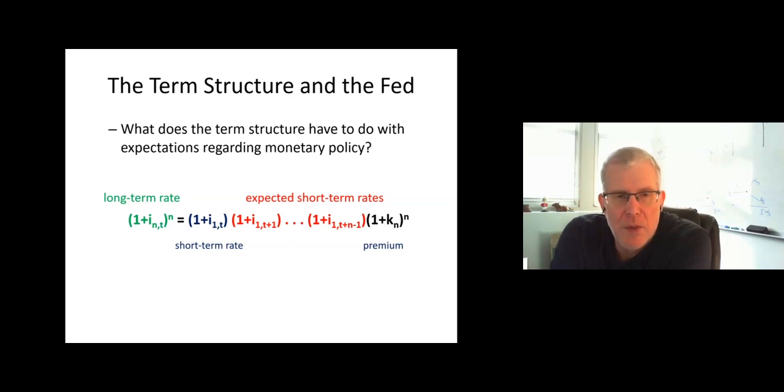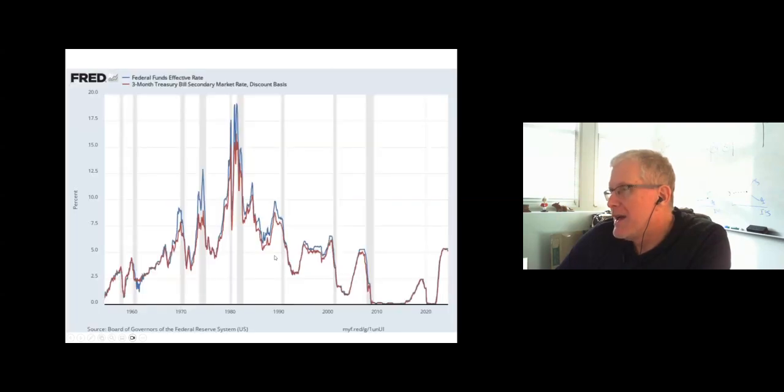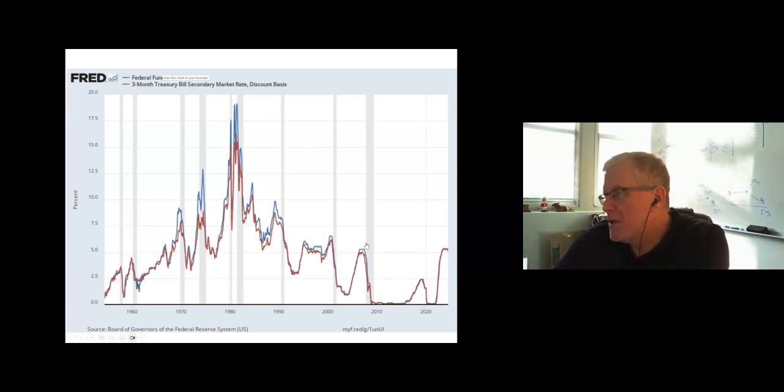Stated a different way, if you're the one that prints the money, you are the one that also sets the terms for people borrowing that money. So that's what the Fed is doing, setting the short-term interest rate. Now, the Fed is not actually setting the 3-month T-bill. It is setting the federal funds rate, but the 3-month T-bill moves with it.